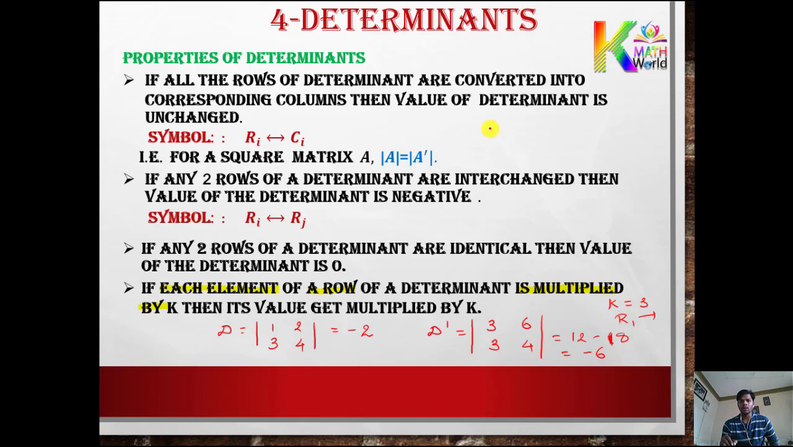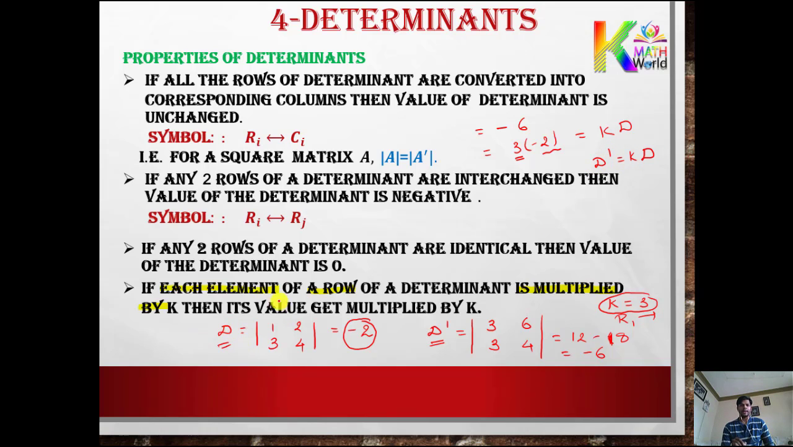Now I am going to write here: minus 6 can be written as, how can we write minus 6? What was the answer of D? Minus 2. What is your k? 3. You can see here, this can be written as 3 into minus 2. This 3 is nothing but your k, and minus 2 is nothing but the value of D. This is the calculation for D dash. So you got D dash equals kD.